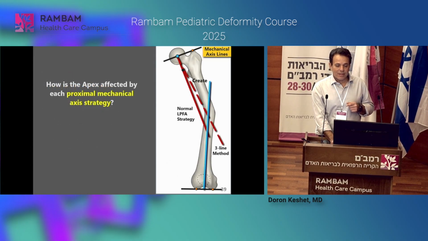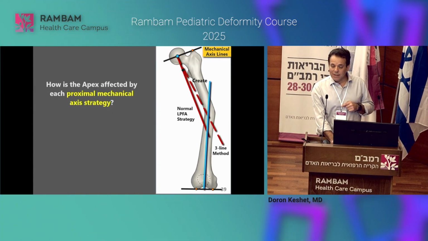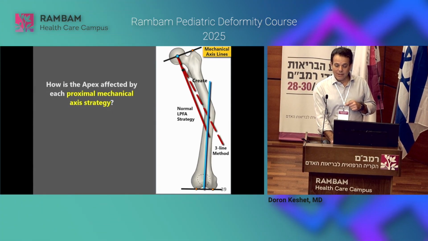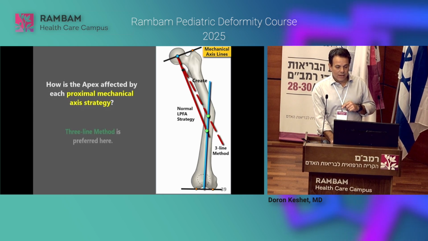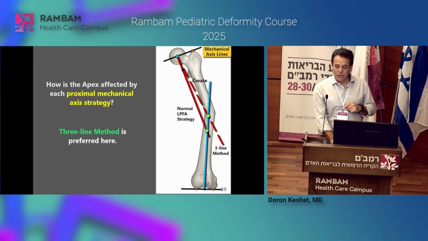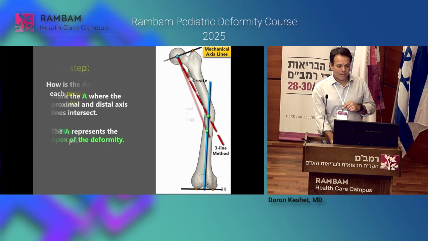So how is the apex affected by each proximal mechanical axis strategy? You can see here two lines. The dotted line that we used is the three-line method. The other regular red line is where we use the normal mechanical axis, and we see that they differ a little bit. In this case, the three-line method is preferred. It's closer to the apex.